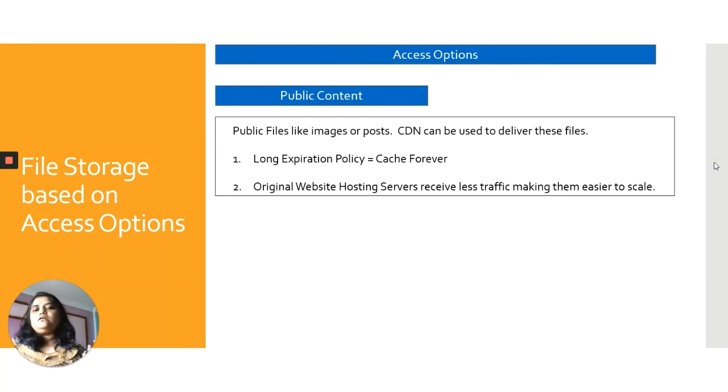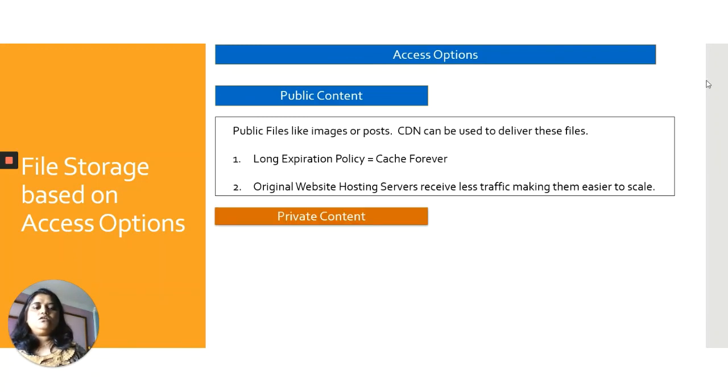Another thing you can do is specify a long expiration policy. What it means is that the data will be cached for that period. Suppose you set an expiration policy of 1 week; after that, the data will again have to be fetched through your web application server. It won't be available in your CDN. So that is the option you have for public content that you want to make available for a long time.